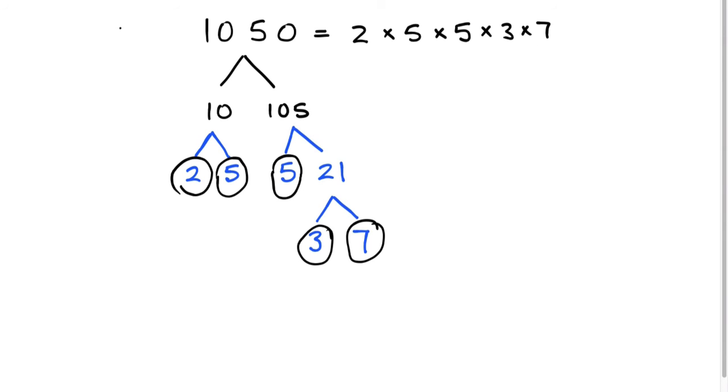I'm going to rewrite this, and I'm going to put it in order. So there's 1, 2 in my prime factorization. So it's 2 times, the next smallest is 3. The next smallest is 5, but there's 2 of them. So I'm going to go 5 to the power of 2. And then there's 1, 7. So my prime factorization of 1050 is 2 times 3 times 5 times 5 times 7, or 2 times 3 times 5 squared times 7.